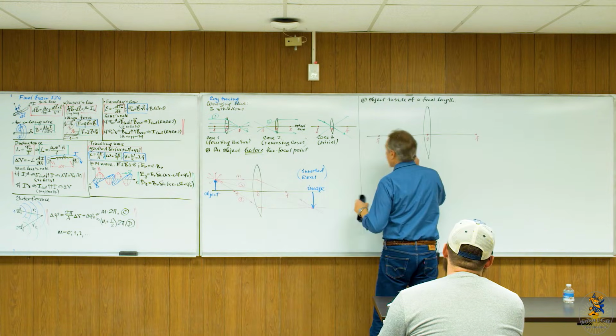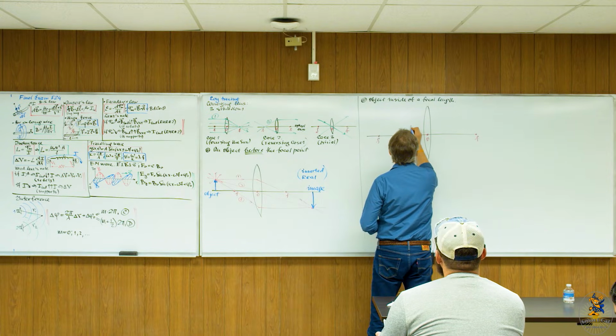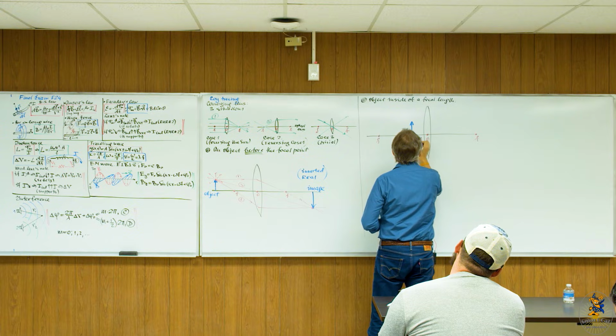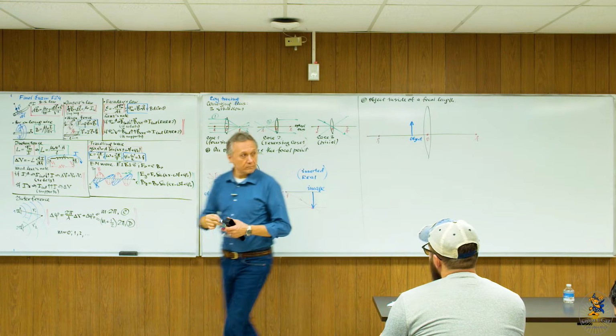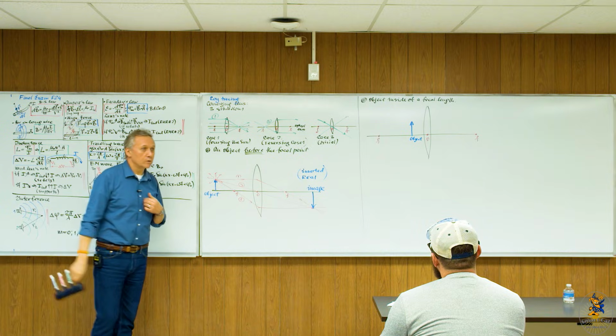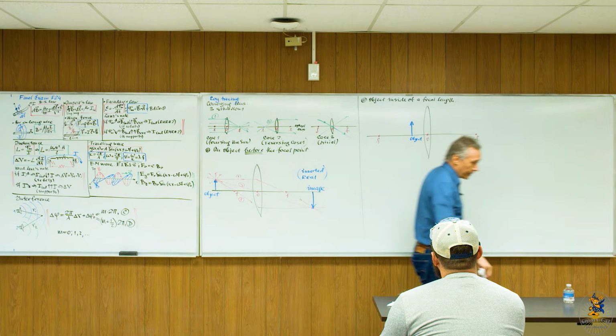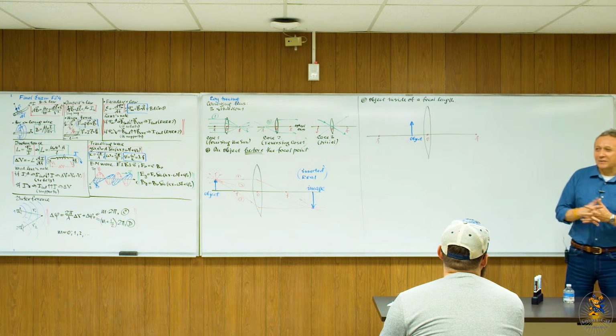Okay, so now I use blue. So let's say this is my, okay, straight enough. So this is the object. Right. So I want to find the image of this object. Again, using ray tracing. And this is slightly more complicated.